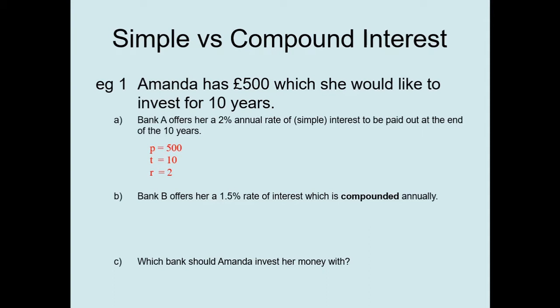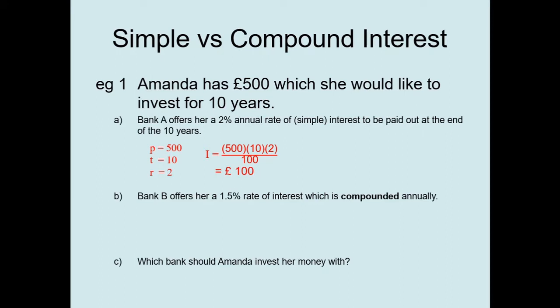To make these values comparable, knowing that the simple interest formula finds the interest, we need to find the total value at the end of a simple interest investment or loan by adding the interest to the principal amount. I equals P, which is 500, times T, which is 10, times R, which is 2, over 100, which would give us £100 interest.